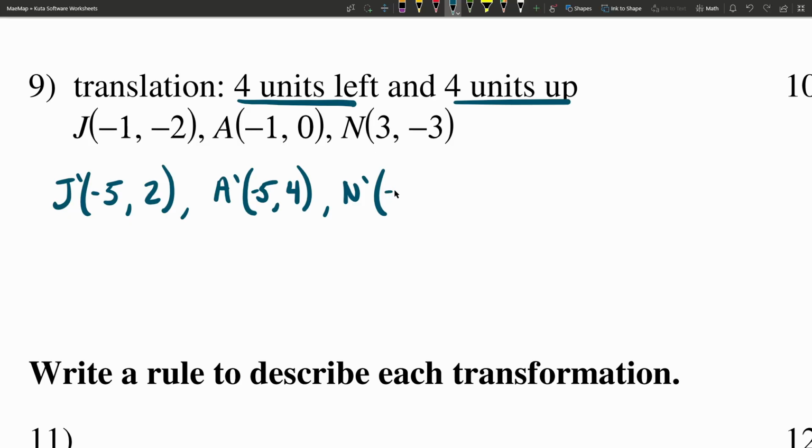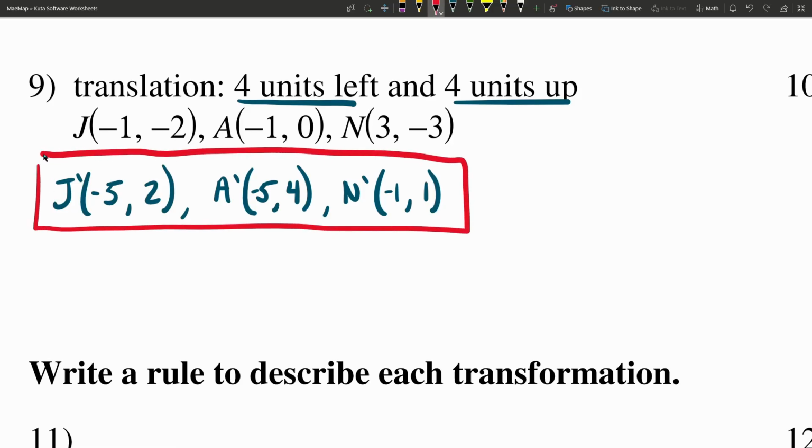3 minus 4 gives us a -1. And moving 4 units up, that's going to take our y coordinate and add 4. -3 plus 4 is a +1. And there we have it. The 3 vertices of our triangle in number 9: -5, 2, -5, 4, and -1, 1.